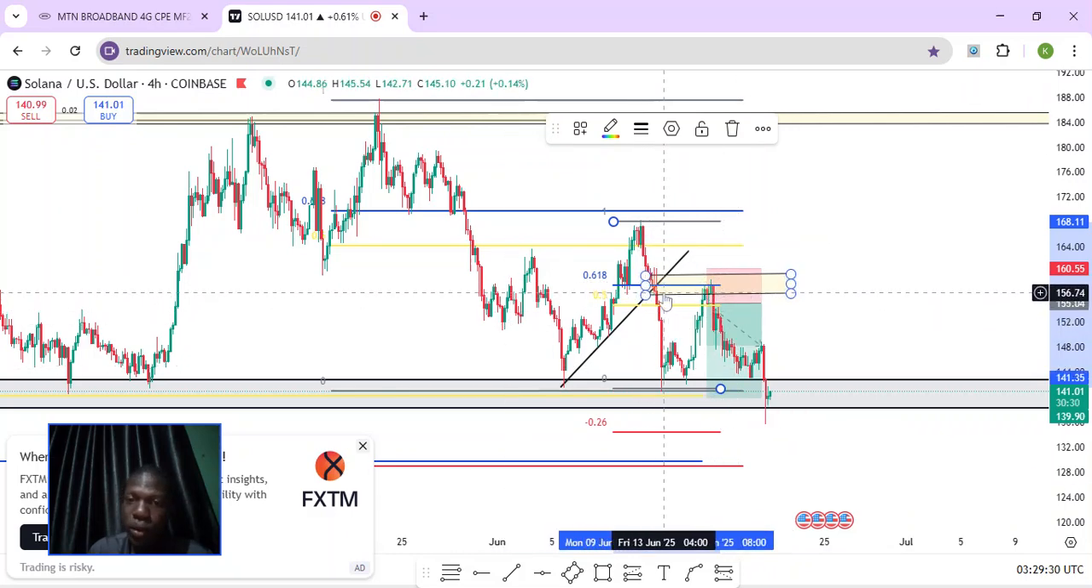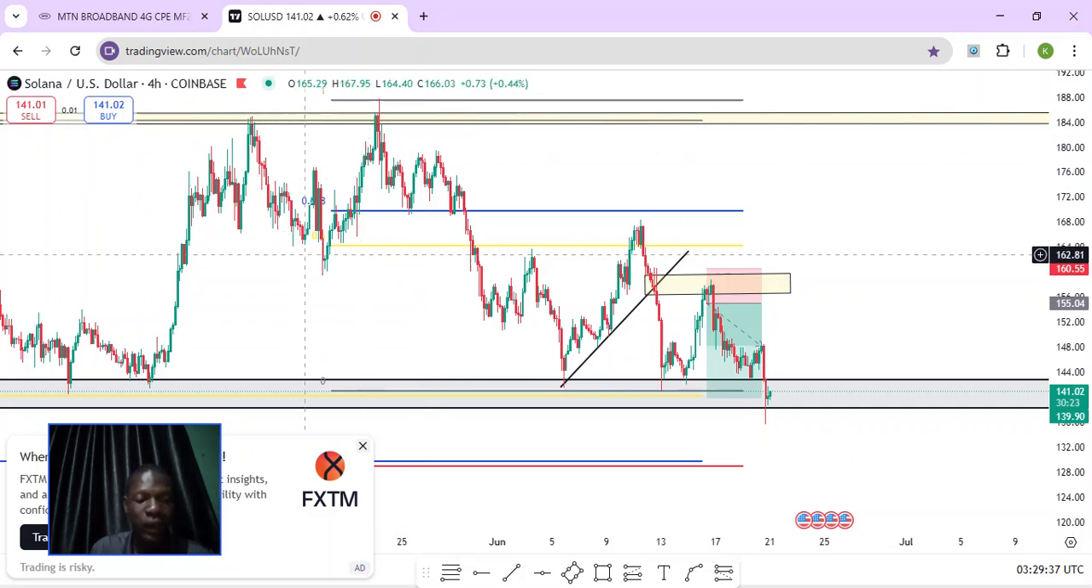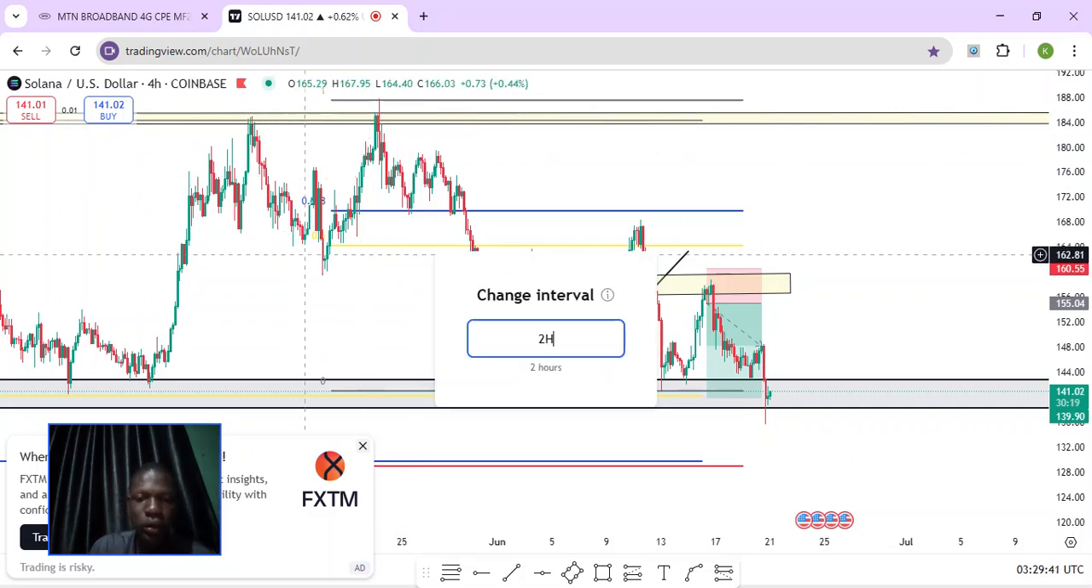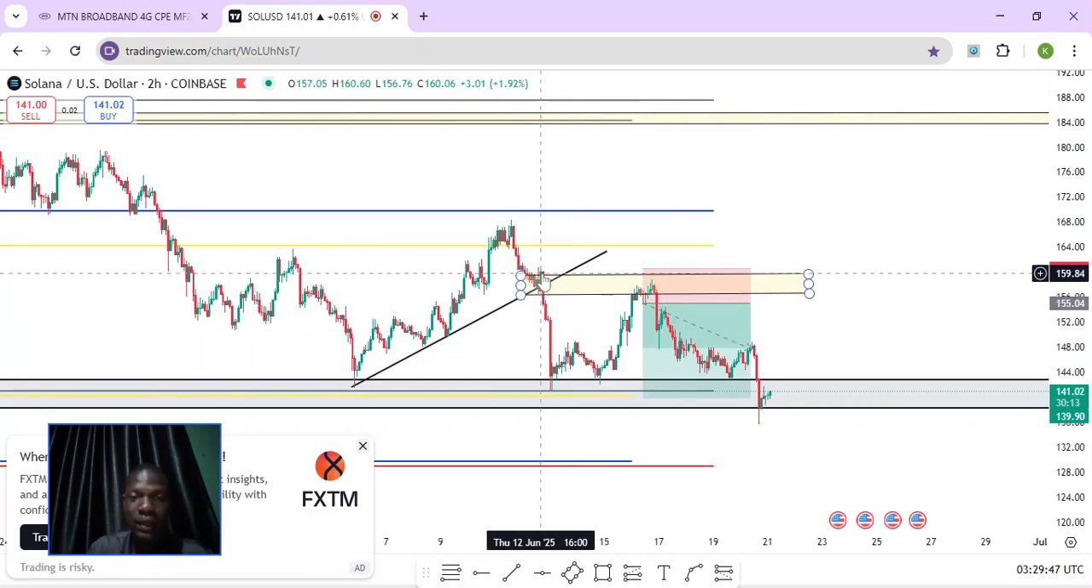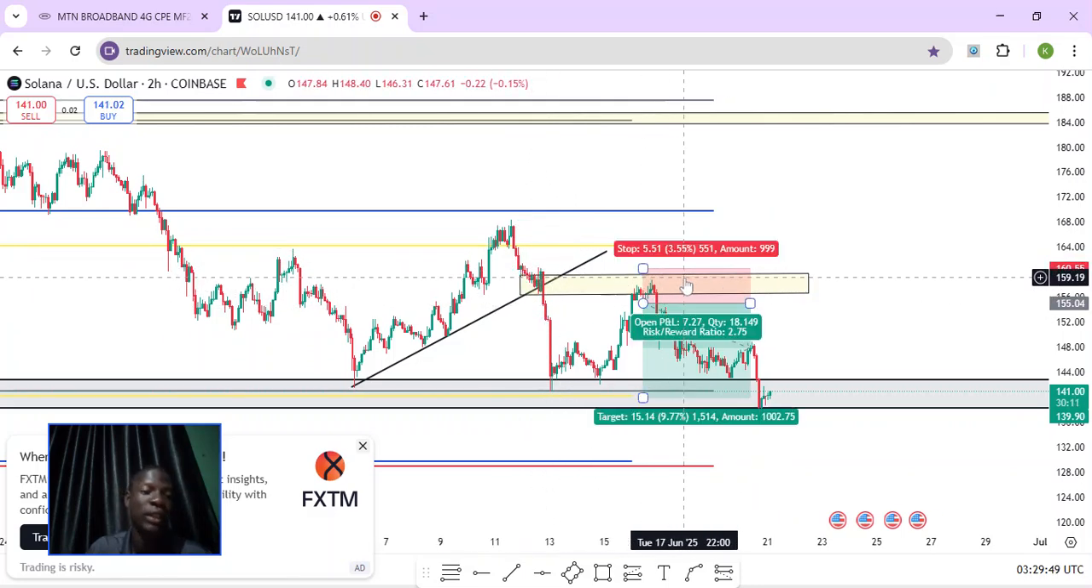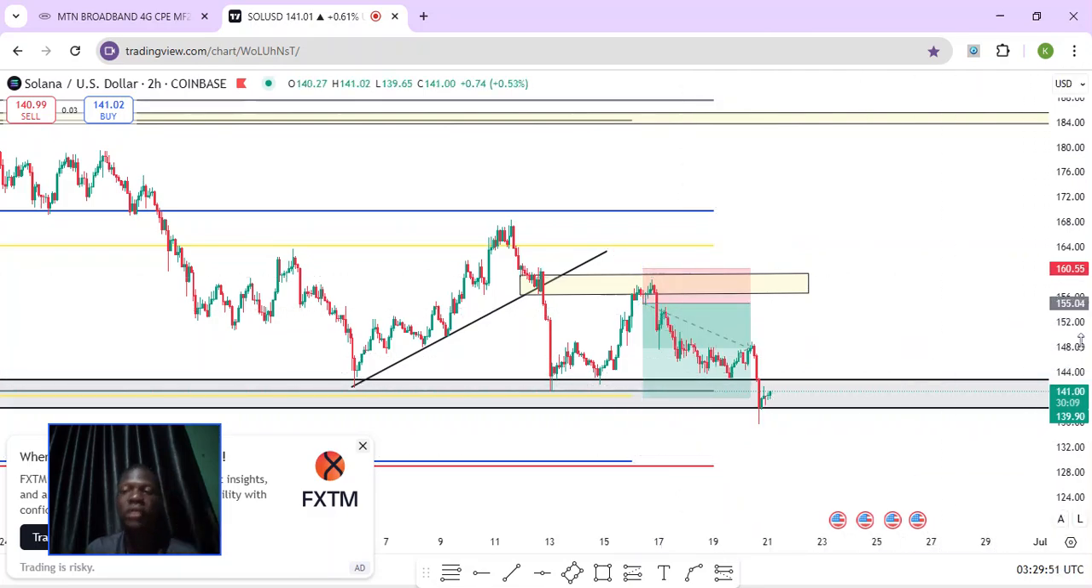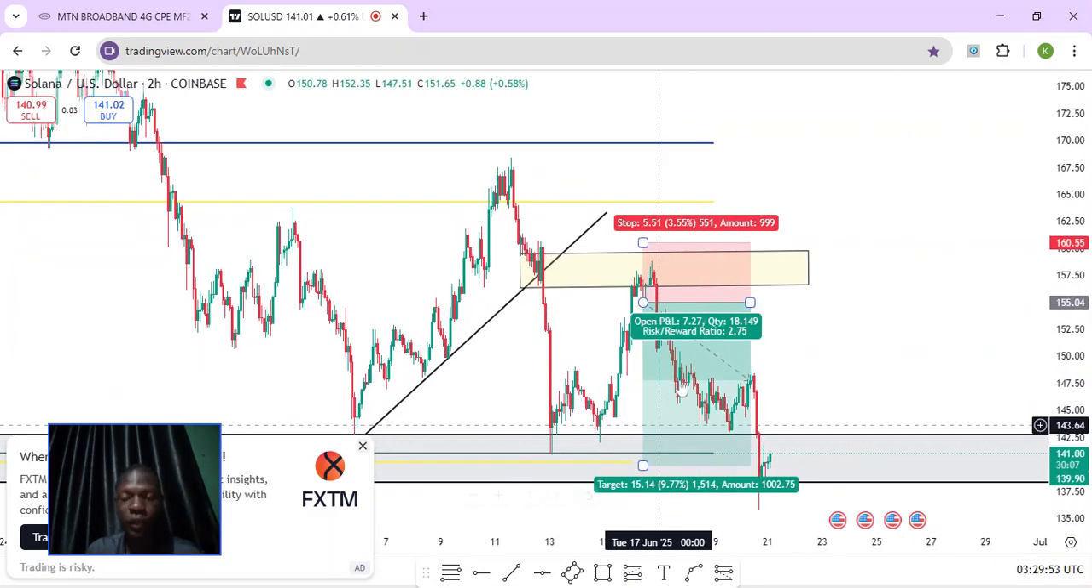There's also a demand level around there. You guys know I have highlighted this zone before. So if I go over to the 2 hours time frame, you guys can see that there is also a demand level here. And this is also a retest of the counter line break. So I just smashed this. We made a lot of profit from this trade.